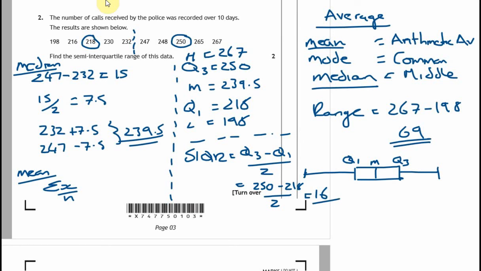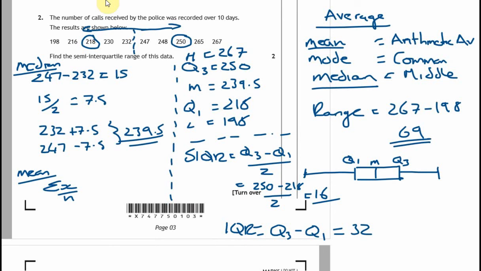Now the other thing that somebody might ask for is the interquartile range. So I might say, what is the interquartile range? And that is just Q3 minus Q1. So that would be 32 in this case. So the semi-interquartile range is kind of like the distance from the middle of the results to your quartiles, but the actual interquartile range is basically just this distance here, isn't it? It's between the two numbers.